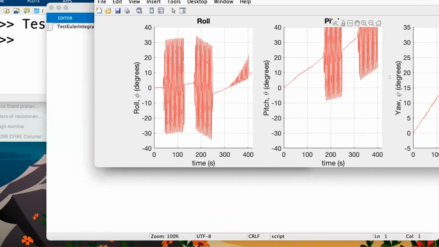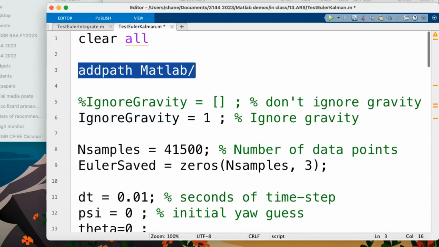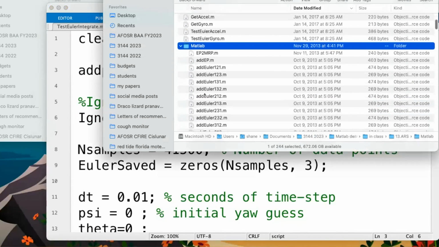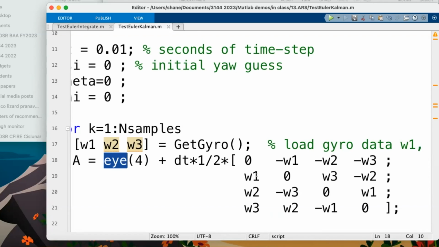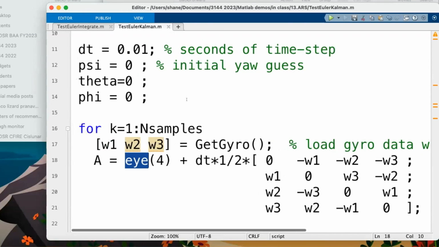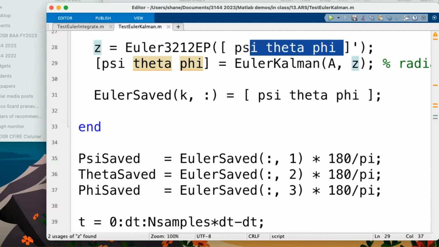So just to remind you, this is what we got from integrating. I'm going to be using some code that was provided by the book from Schaub and Junkins, so that's why I do this add path MATLAB. In here, I've got all those zillion things from Schaub and Junkins. This is just writing that A matrix, which I had before. MATLAB writes the 4x4 identity as I4. This is dt times that B matrix, which is 1/2 times this thing with all the angular velocity components. We're starting with psi, theta, and phi all 0. This spits out the Euler parameters from psi, theta, and phi, and then the Euler parameters are put through this Euler Kalman. So we've constructed the A matrix and we're passing it along, and that Z, the Euler parameters that come from this set of yaw, pitch, and roll.